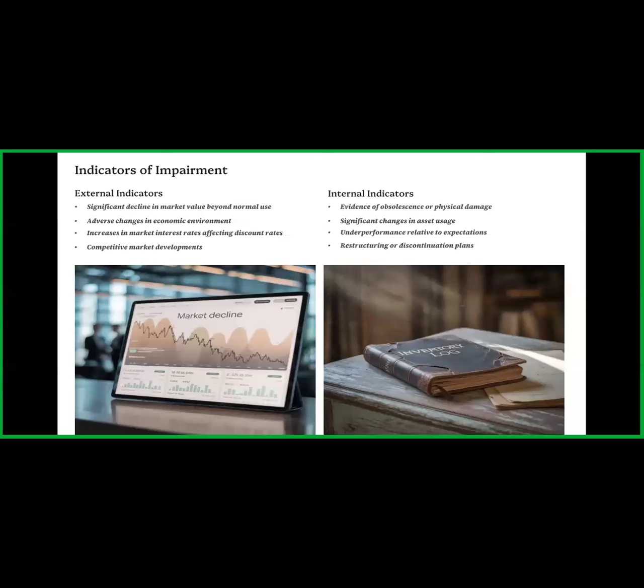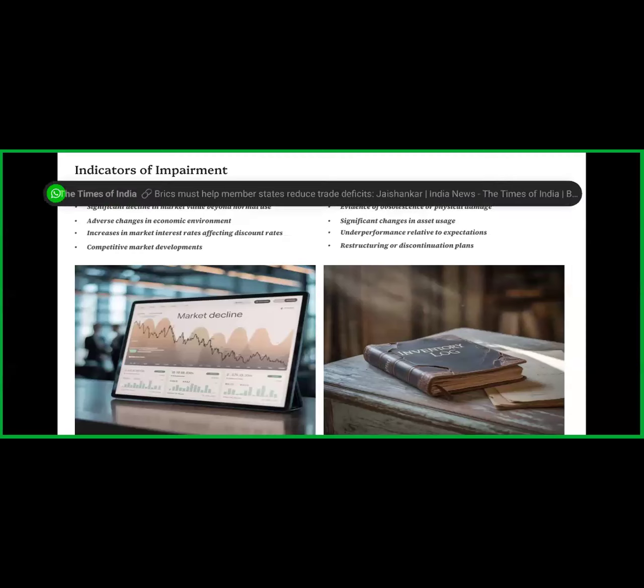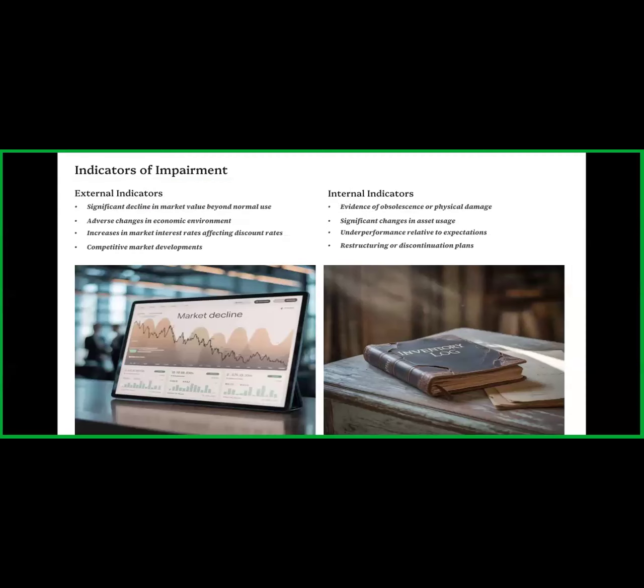is the evidence of obsolescence or physical damage. Okay, if your machinery is physically damaged, automatically you will not get the real value or the fair value for your machinery, for your assets, in the market. So there is a difference between the carrying value and the marketable value because of that damage. And because of the damage, the sellers offer you less value for your assets.